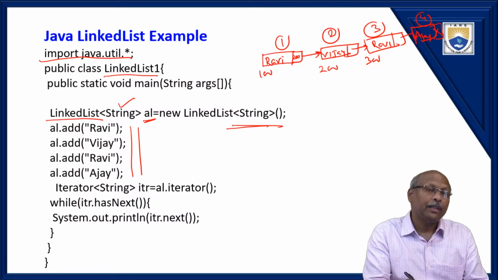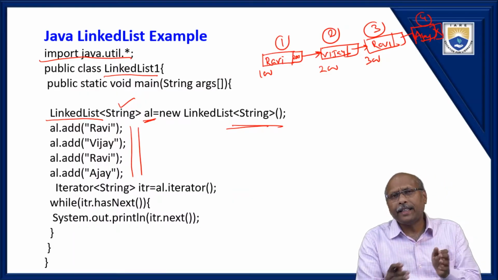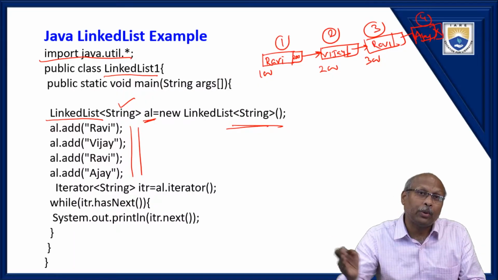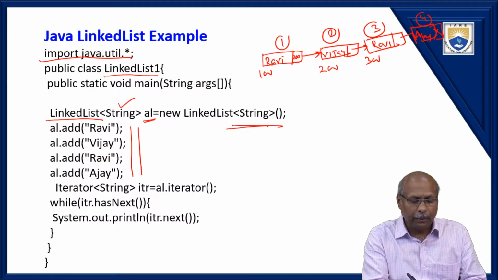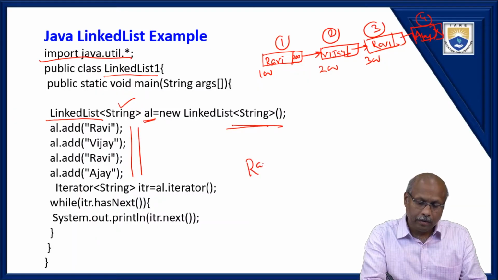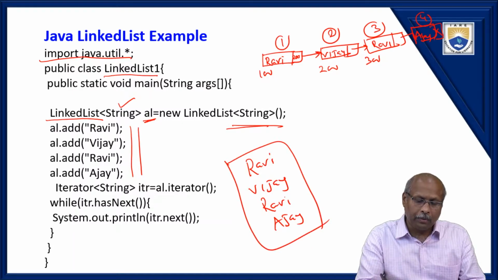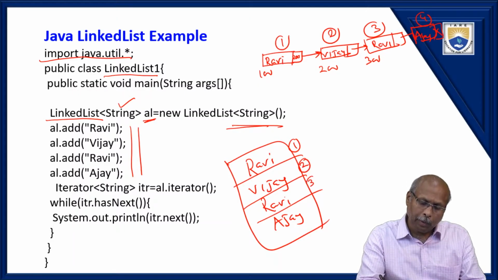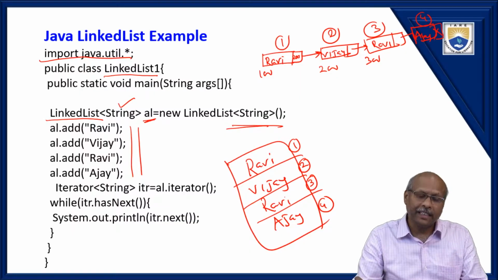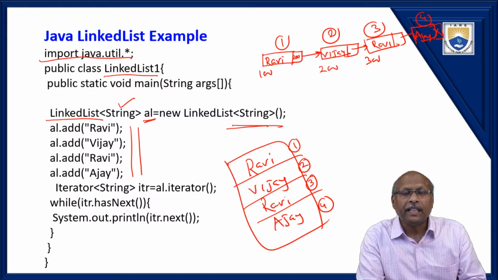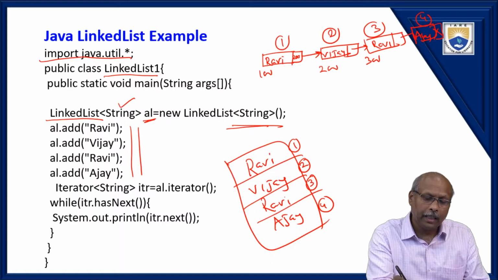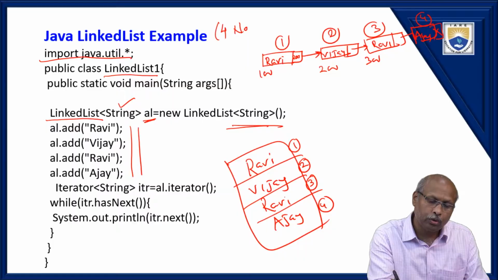Now using an iterator, you can iterate, you can traverse. In the linked list, there is a process called traversing. You can traverse from left to right. Now using the iterator, if you traverse, the first data is Ravi. Next Vijay. Next again Ravi. Next Ajay. These four pieces of information will come from this linked list. This is from the first node, this is from the second node, this is from the third node, this is my fourth node. It follows the insertion order. This is a simple program to create a single linked list with four nodes.